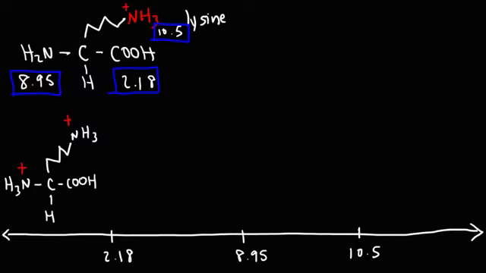Now, at a pH between 2.18 and 8.95, since we're going past this pKa, the carboxylic acid is going to lose the hydrogen. And so the structure that we're going to get is going to look like this.